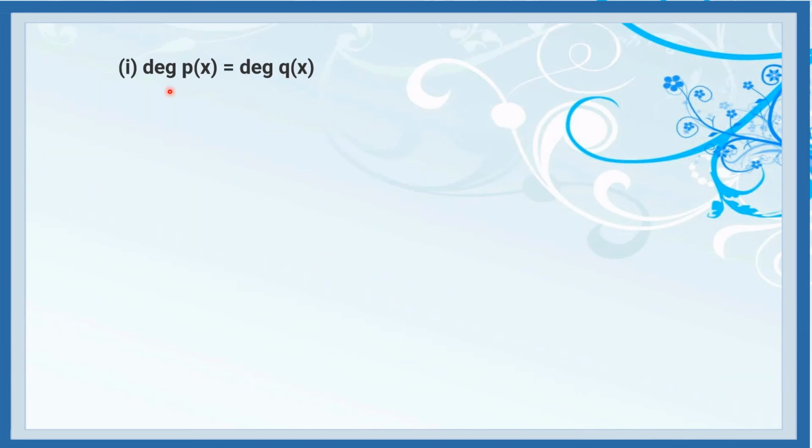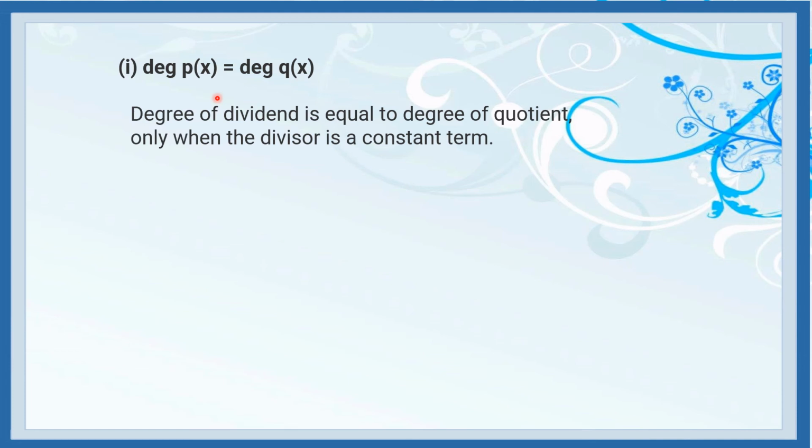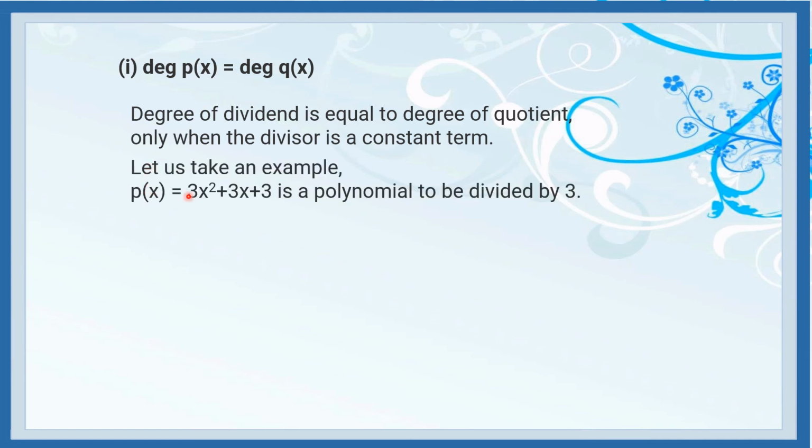So here degree of p of x equals degree of q of x. Q of x means quotient, isn't it? Let us take one example. P of x equals 3x square plus 3x plus 3. You can take any example. And it is divided by 3. Now if you divide this fully by 3, what will be your quotient? X square plus x plus 1.